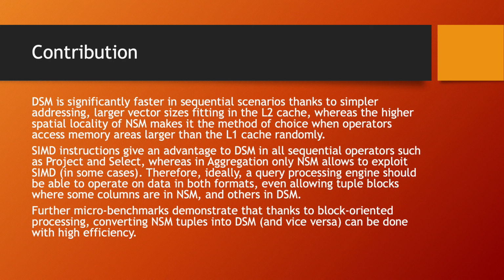Coming to contributions, DSM is significantly faster in sequential scenarios thanks to simpler addressing and large vector sizes fitting in the L2 cache, whereas the higher spatial locality of NSM makes it the method of choice when operators access memory areas larger than the L1 cache randomly. SIMD instructions give an advantage to DSM in all sequential operators such as project and select, whereas in aggregation only NSM allows exploiting SIMD.